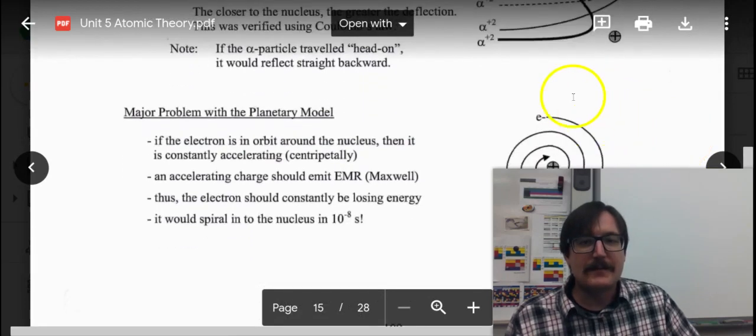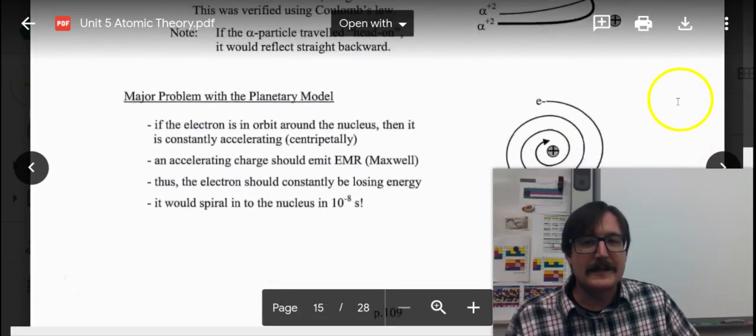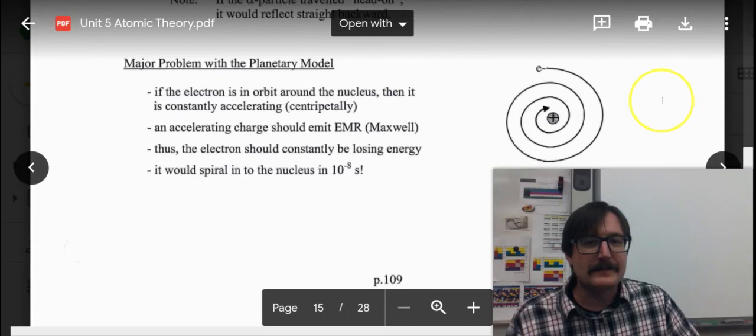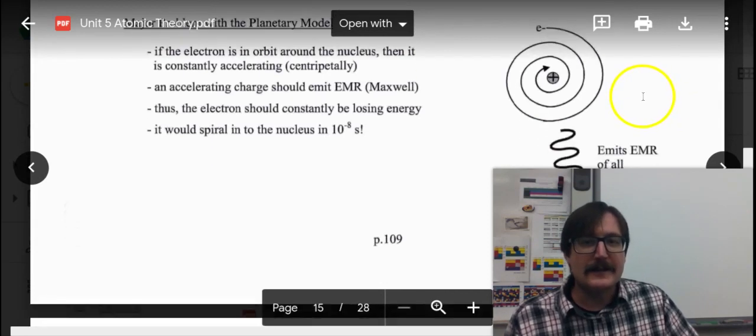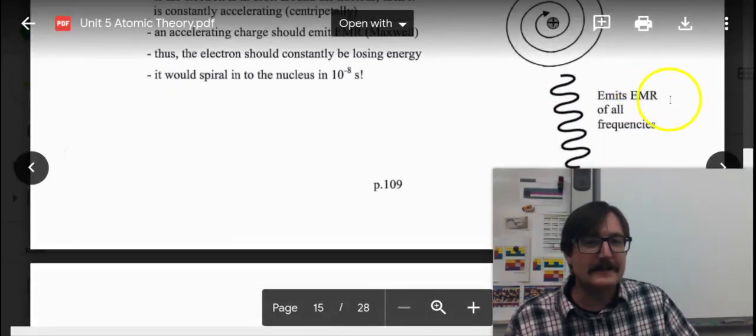Major problem with the planetary model: if the electron's in orbit around the nucleus, then it is constantly accelerating centripetally. An accelerating charge should emit EMR, based on Maxwell's theory of electromagnetic radiation. Thus, the electron should constantly be losing energy and would spiral into the nucleus in a very short time, 10 to the negative 8 seconds.